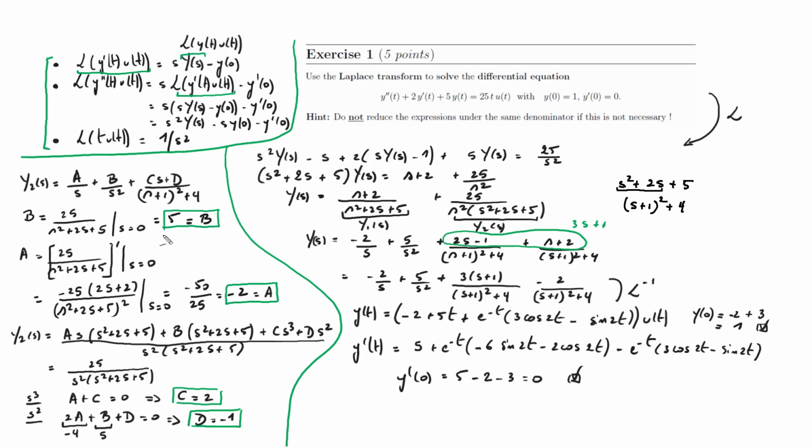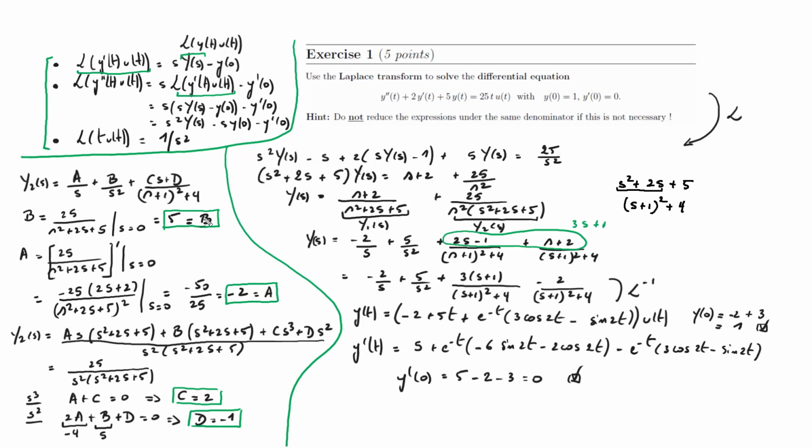For A, you do something similar, but you have to take this expression here and take the first derivative and then evaluate at s is equal to 0. It's not that difficult to write this derivative. Here you have it, and then you evaluate at s is equal to 0, and you see that A is equal to minus 2. We are left with the constants C and D, and the easiest thing to do is to, well, put this under the same denominator, rewrite the expression, and this is what you obtain, right? And this has to be equal to y2 of s.